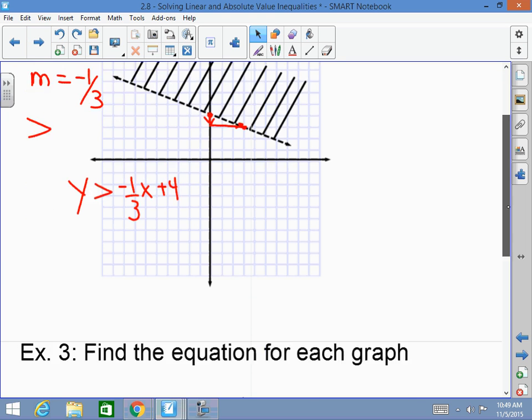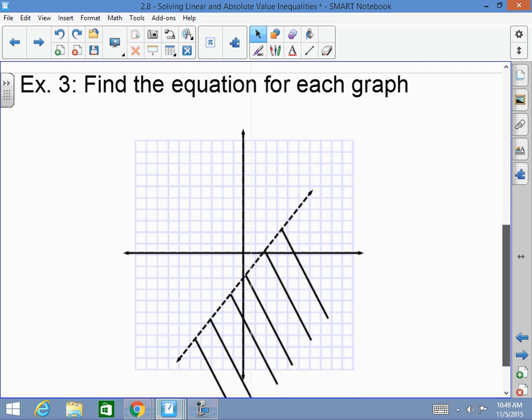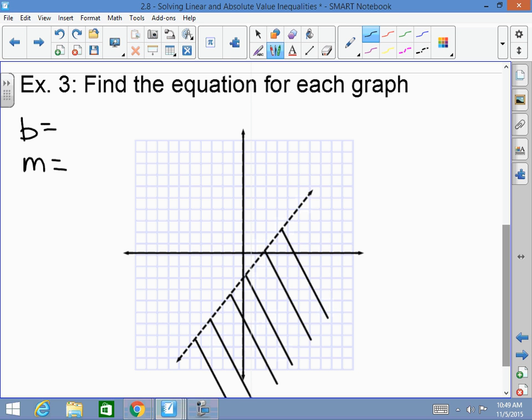Okay. How about this one? What would the equation to this be? We've got to find the b, the y-intercept, the m, which is the slope, and then is this going to be a greater than, less than, greater than or equal to? It's going to be less than because it's dashed and it's shaded below. What's the y-intercept here? Negative 2. Very good.